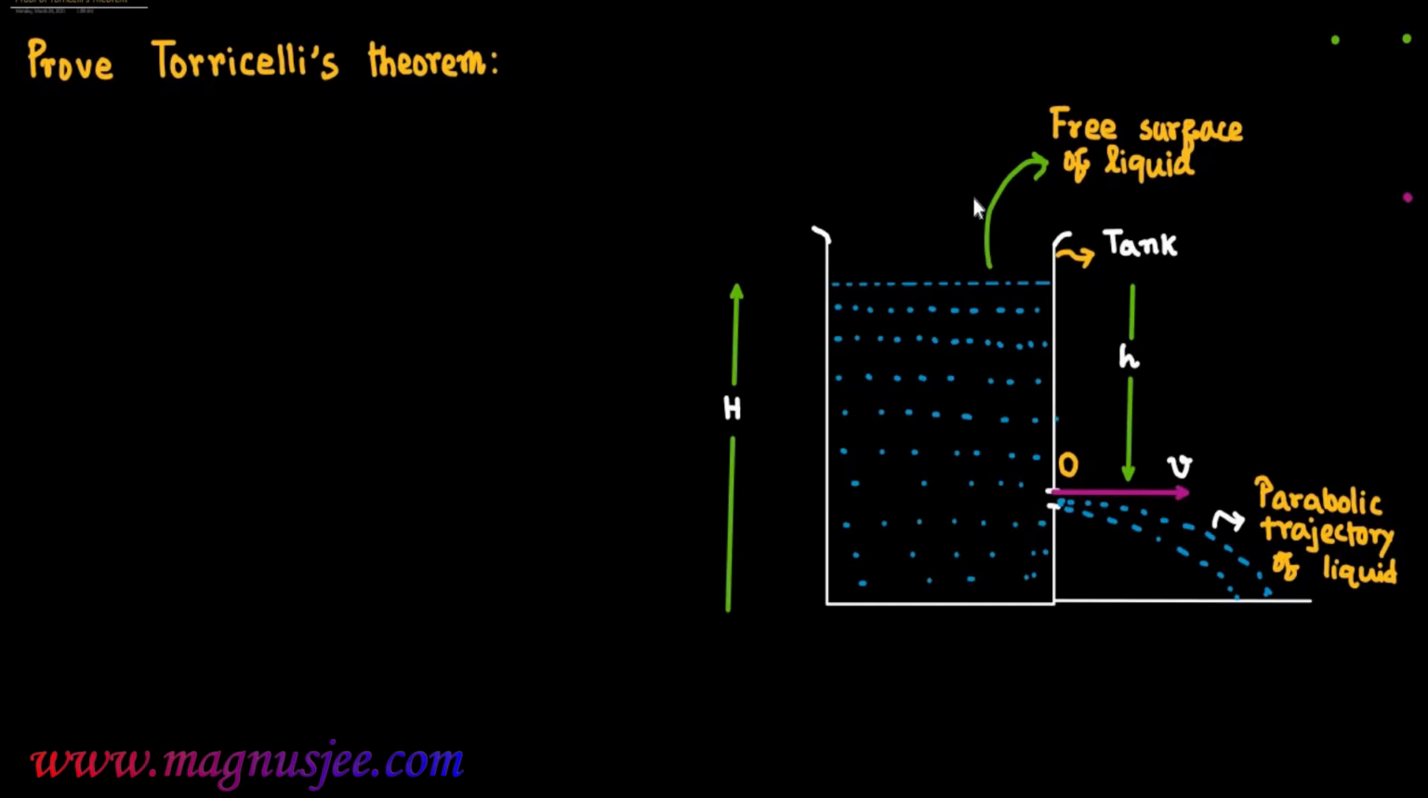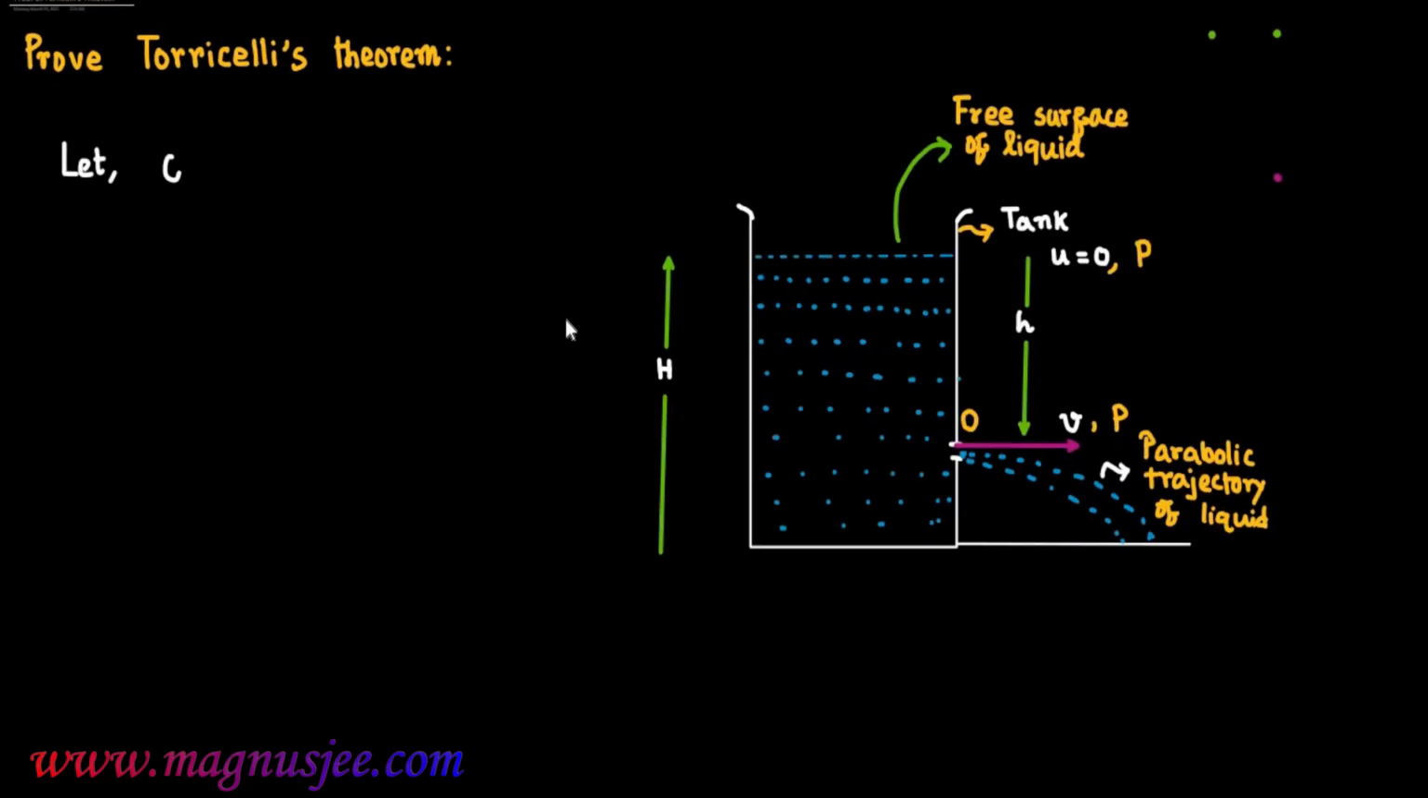We can assume that the velocity of efflux at the free surface of liquid will be 0. That means liquid is at rest at the free surface. Atmospheric pressure acting on the free surface is P. Similarly, the same atmospheric pressure P will act at the orifice O. P is also the pressure energy of liquid per unit volume.